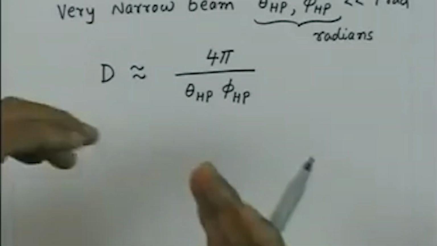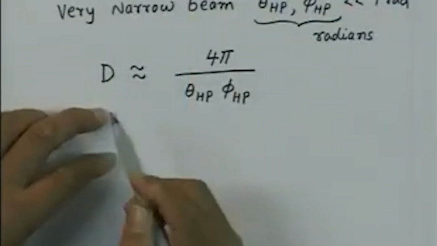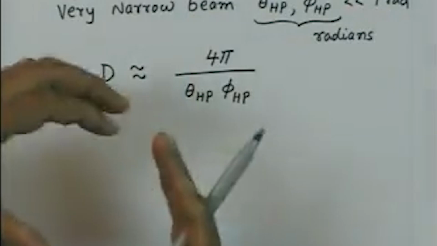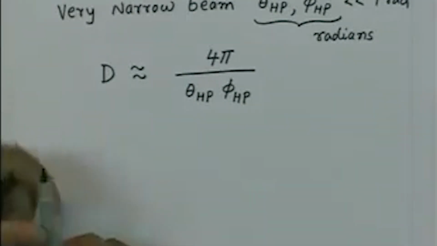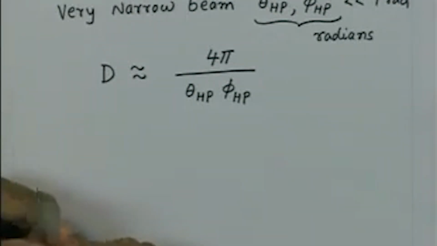So, if I could measure the half power beam width of a highly directional antenna, then the calculation of the approximate value of directivity is very straightforward. That is why whenever we design an antenna, if it is directional, the first attempt is to measure the half power beam width, because once you measure the half power beam width, then from there you can calculate this very important parameter which tells you the focusing capability of the antenna, called the directivity.